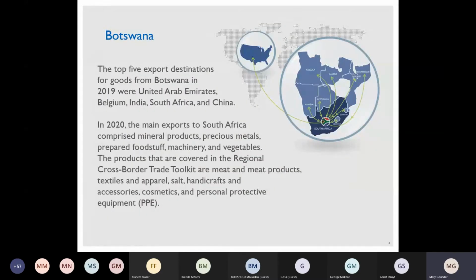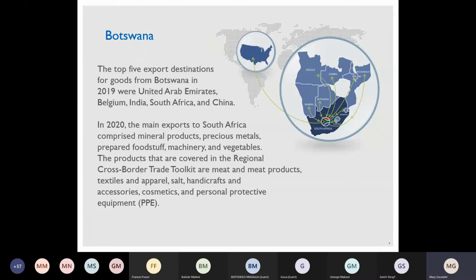The top 5 export destinations for goods from Botswana in 2019, where goods were mainly going to the United Arab Emirates, Belgium, India, South Africa, and China. In 2020, the main exports to South Africa comprised of mineral products, precious metals, prepared foodstuff, machinery, and vegetables.